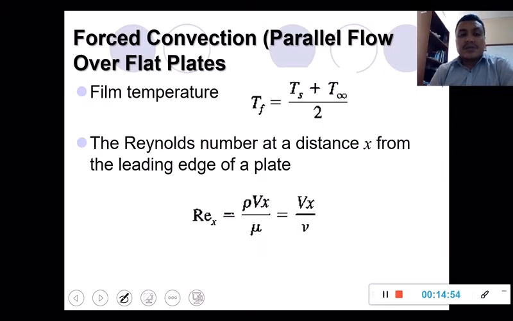Next, the film temperature. This is one of the parameters we need to find if we want to solve a calculation problem regarding convection. The first thing we need to find is the film temperature, where T_f equals the surface temperature plus the surrounding temperature, divided by 2. After that we can calculate the Reynolds number using this formula below, which is Re_x equals ρVx divided by μ, or Vx divided by ν, where we want to calculate the Reynolds number at the distance x from the leading edge of the plate.